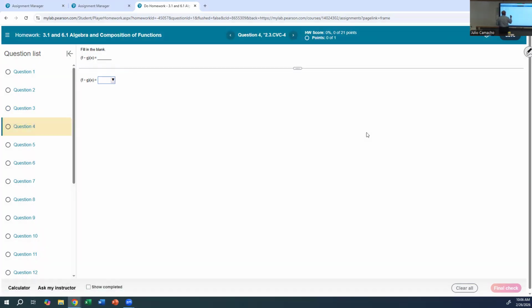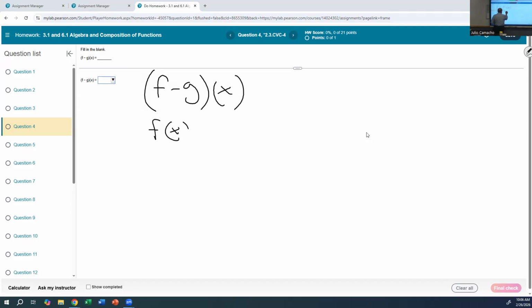Now we have the opposite equation, subtraction. When you have f minus g of x, that means f of x minus g of x. So it's just the opposite of the previous one, because now you have a negative sign between the two functions. You're subtracting them. You subtract the equation of f of x minus the equation of g of x.